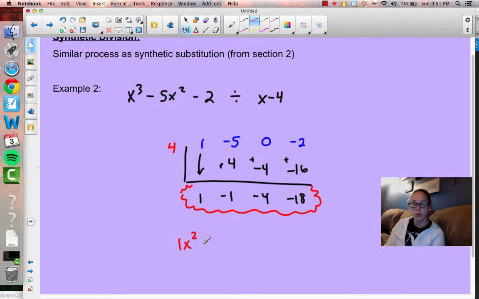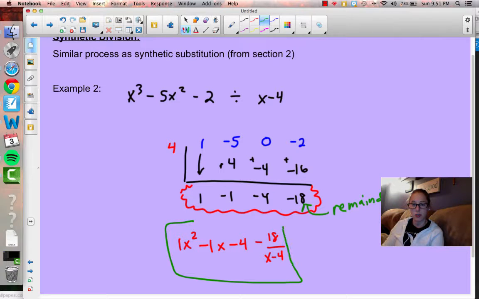Then the next one is going to be a negative 1x because this negative 1 is our coefficient and we're just going down a degree. The next lowest thing would be our constant, which is just a negative 4. And then the last number is always your remainder, so I'll put a little arrow here. That's your remainder. So then we will have minus 18 over whatever we divided by, x minus 4. So this right here is going to be your final answer.